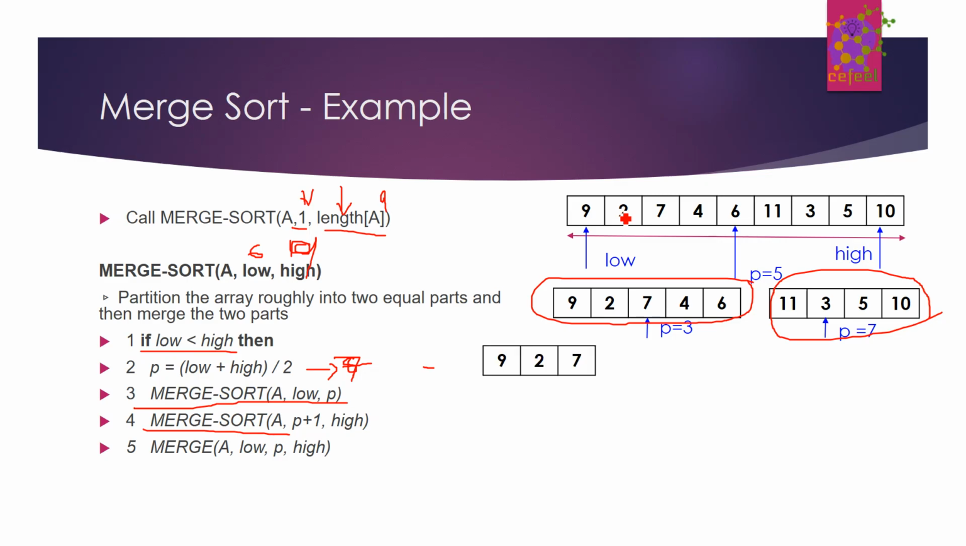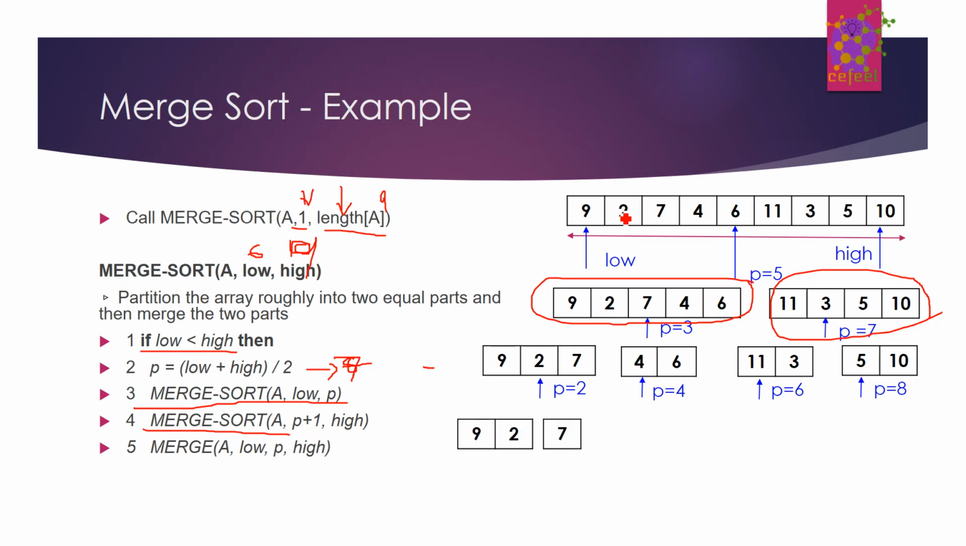So what this will yield is smaller subarrays: 9 2 7, and 4 6 as the next subarray for the left part, and for the right part we have 11 3 and 5 10. And in fact merge sort will again be called on it recursively, and it will again try to find the P, which is the midpoint, which in the first partition is 2, the next partition is 4, next is 6, next is 8. If you want to calculate, you can calculate using low and high, and we keep doing that till each partition is left with a single element.